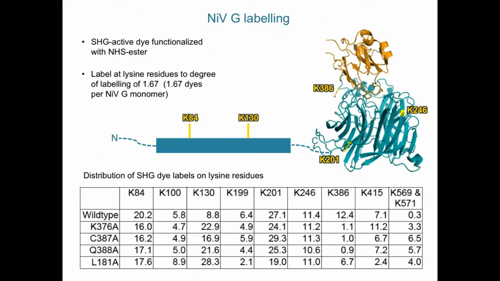So in our experiment, the Nipah-G ectodomain constructs were labeled with SHG active dye at nonspecific lysine residues by standard NHS ester chemistry. The proteins were labeled to a similar degree of labeling, about 1.7 dyes per Nipah-G monomer. Some lysine residues were more predominantly labeled than others. The main ones are K84 and 130 on the stalk, and K201, 246, and 386 on the globular head domain. For the most part, the distribution of labels among the lysine residues is similar between mutants.